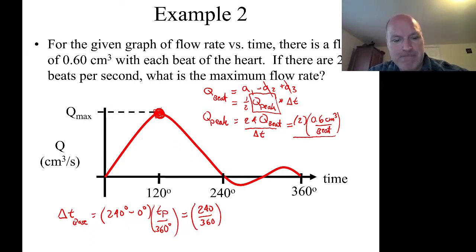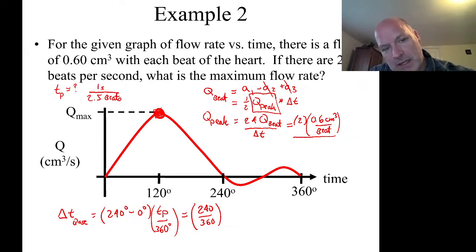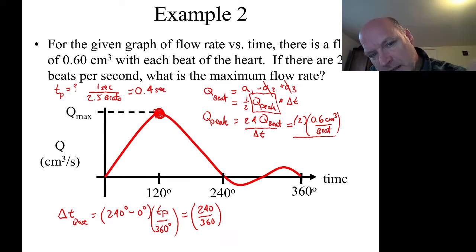And what's TP? TP is equal to what? Did they give us TP? No, they gave us 2.5 beats per second. So we'll take the reciprocal. There's 1 second per 2.5 beats, right? So what's that? 1 divided by 2.5 equals 0.4 seconds per beat. That's TP.